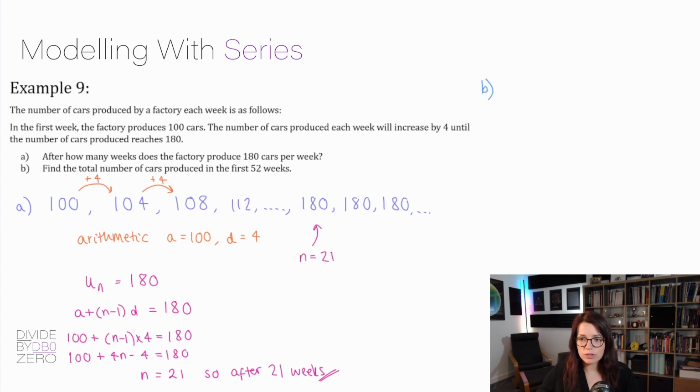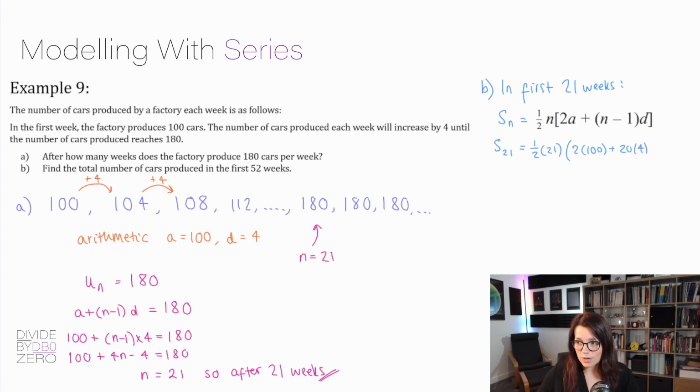For part B, they want the total number of cars produced in the first 52 weeks. So there's two parts to this really. In the first 21 weeks, we're following an arithmetic series going up by 4 each time. So let's do that first. In the first 21 weeks, we can use the Sn formula in the formula book, with n being 21, and we get 2,940. So that covers us all the way from n equals 1 to n equals 21. All of these terms added together, including the ones we can't see here, and the first 180 is covered by this.